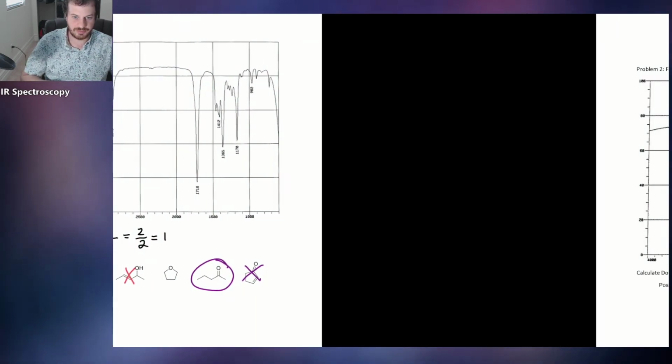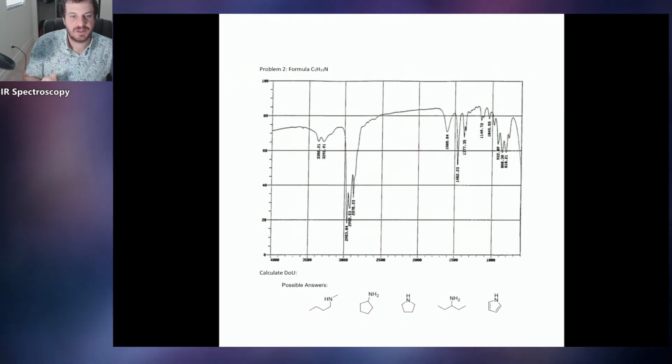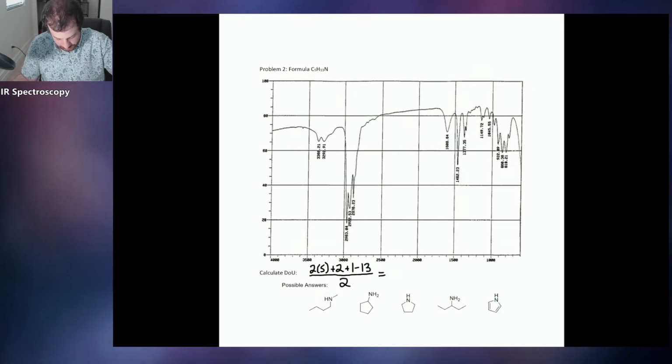All right, let's do another one. Okay, we've got a formula. Let's go ahead and calculate the degrees of unsaturation. So we've got 2 times the number of carbons, so 2 times 5, plus 2, plus the number of nitrogens, there's 1 nitrogen, minus the number of hydrogens, there's 13, there's no halogens, divided by 2. Do that math, and we get 0. So that means we have to look for possible compounds that have no degrees of unsaturation.